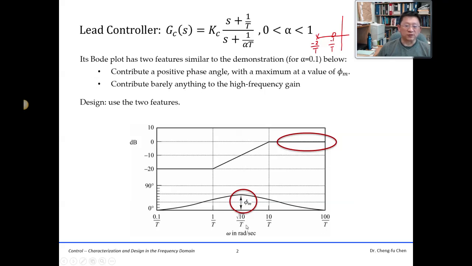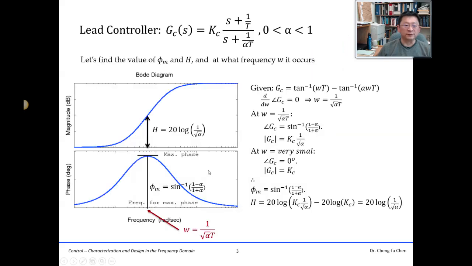For these demonstrations, we use alpha equal to 0.1. The second feature is that the lead controller at high frequencies has a magnitude of 0 dB, so it contributes nothing to the original system. Keep the figures in mind, and we're going to review them later.